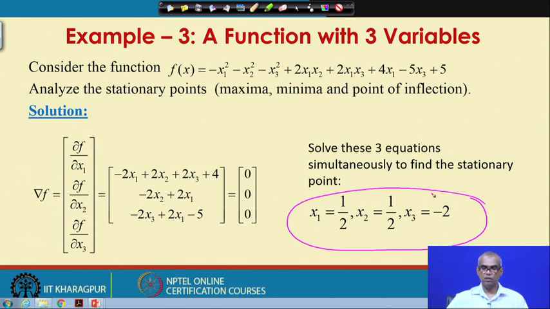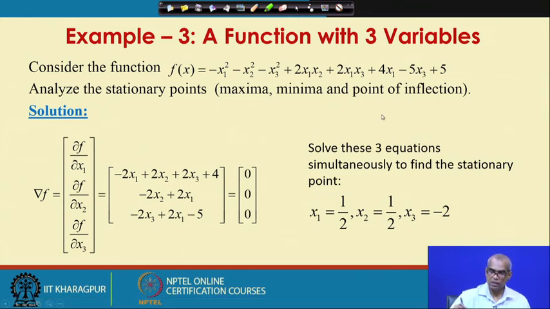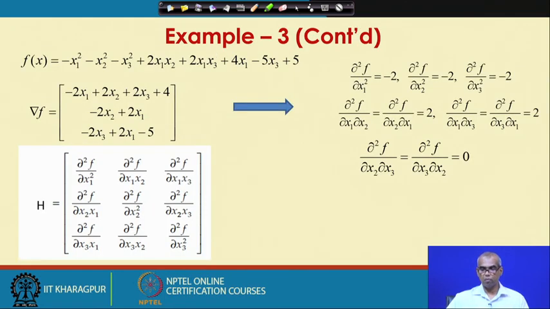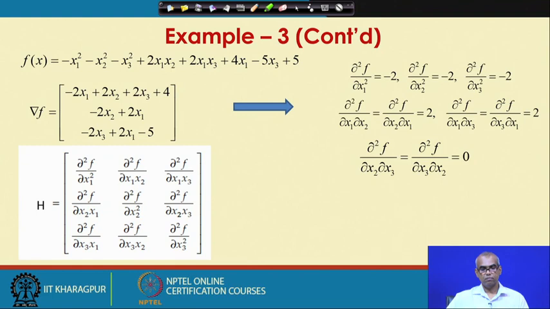We need to check whether this is maximum or minimum or saddle point. So, find out the Hessian. All the components have been found out for the Hessian matrix.